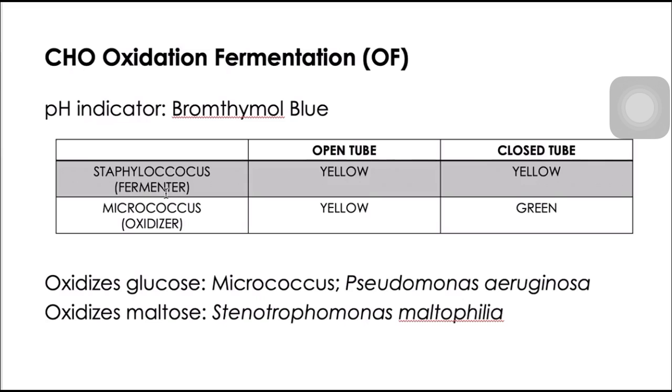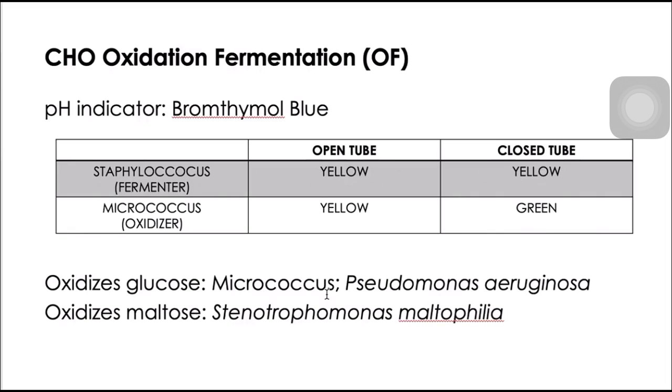So it is a fermenter. While on the other hand, in comparison to your Micrococcus, as we can recall, it can only grow aerobically, and this one is oxidative. So in an open tube, it can utilize the glucose, while in a closed tube, it remains green. Hence, Micrococcus is known not as a fermenter but an oxidizer. It oxidizes glucose. We have your Micrococcus.